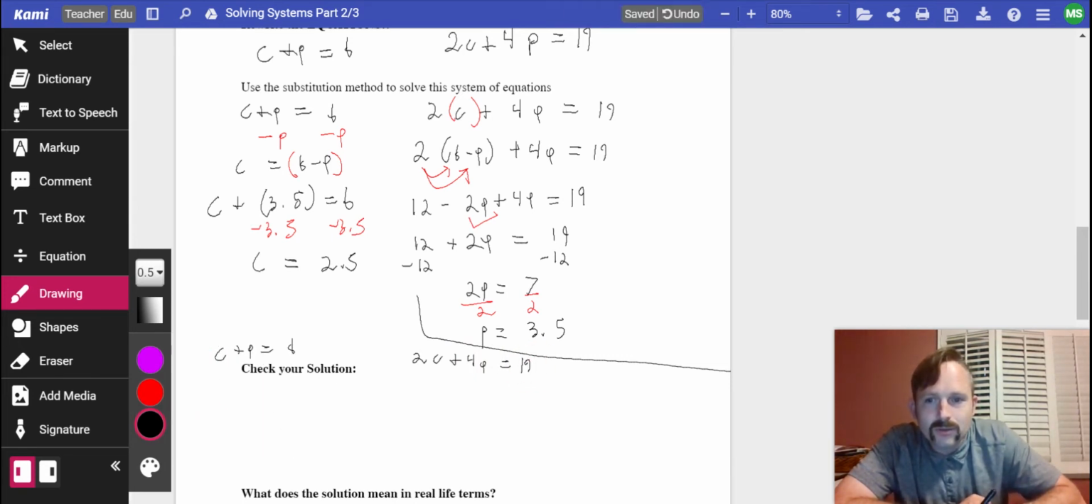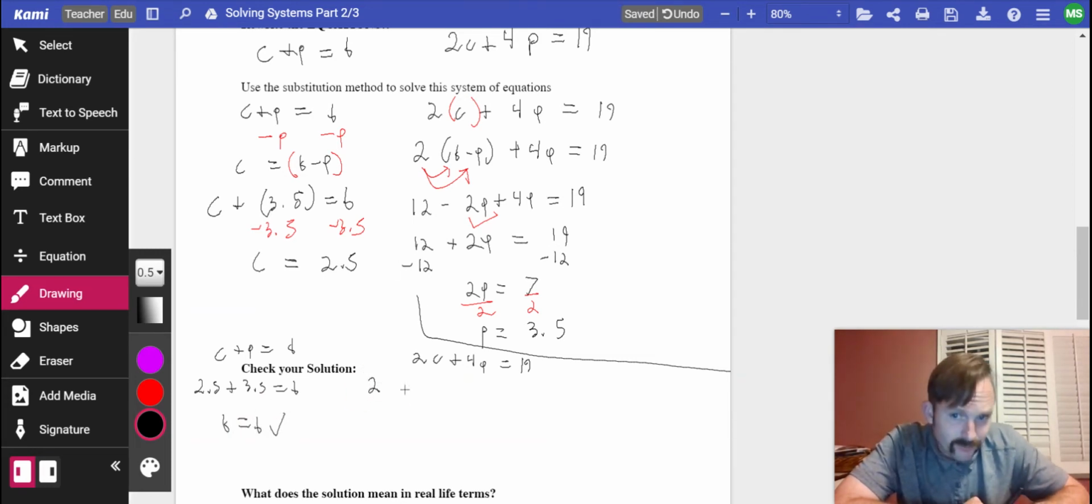So 2.5 plus 3.5 will equal 6. That's what it says. Well, 2.5 plus 3.5, 6 equals 6. Yes, that's true. Okay, now we're going to plug in 2.5 for c here.